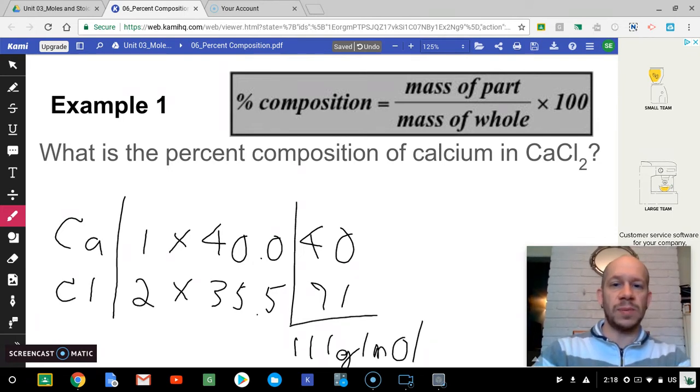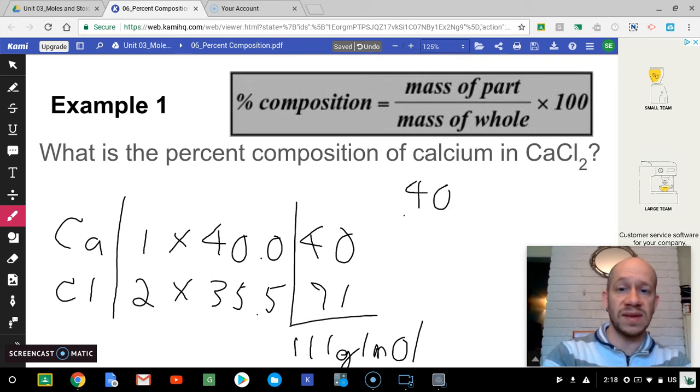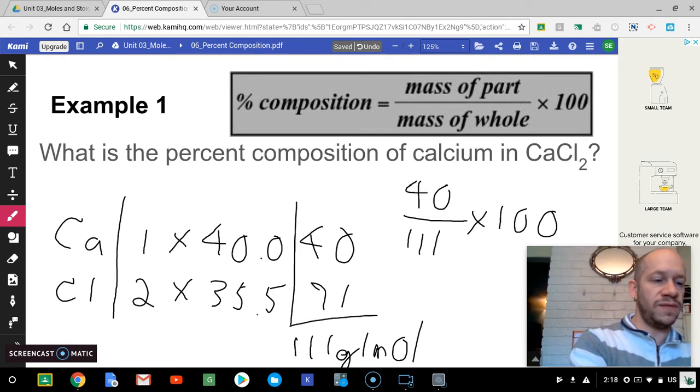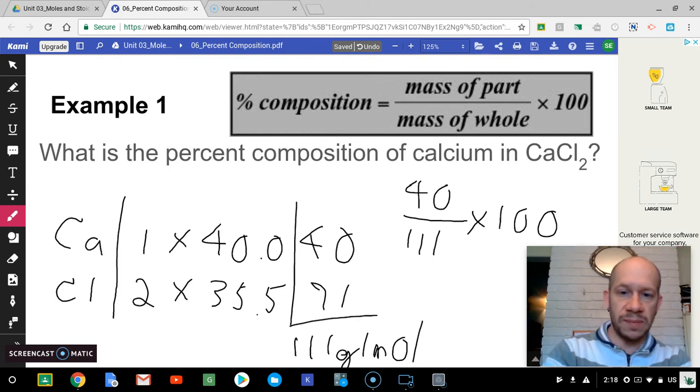Then to calculate the percent composition, I take the mass of my part, which I calculated right here. 40 is the mass of calcium, divided by the mass of the whole, which is 111, times 100. When I do that math, 40 divided by 111 is equal to 0.36, times 100 gets me 36% calcium.